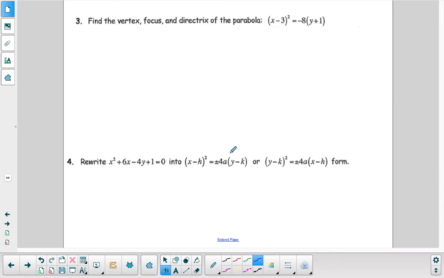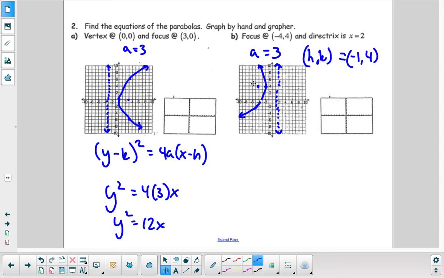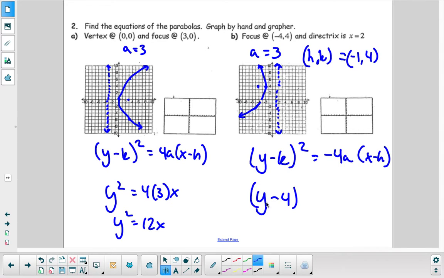All right. Find the vertex, focus, and directrix of the parabola x minus 3. Oh, we didn't. Sorry. Whew. Okay. Putting it back into it. It's opening to the left. That means that we need to work with the other version of this. Basically, we're going to have negative 4a times x minus h. And now we don't have 0 as our h, k. So k is 4. Negative 4 times 3 times x minus negative 1.